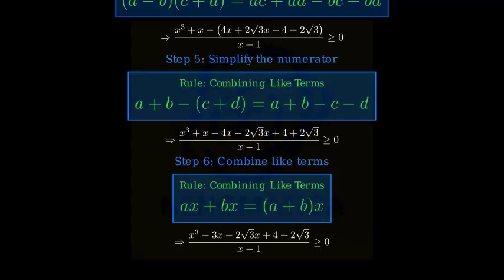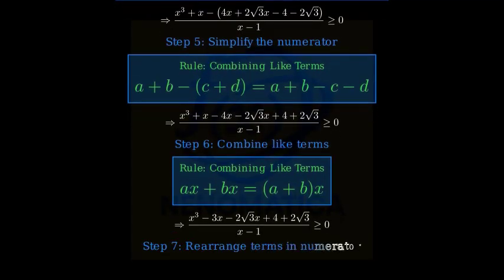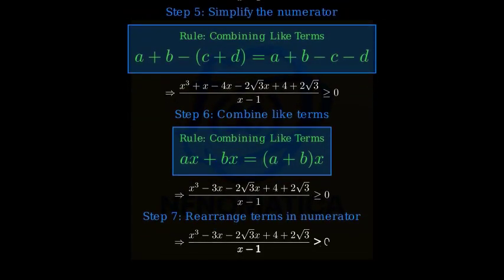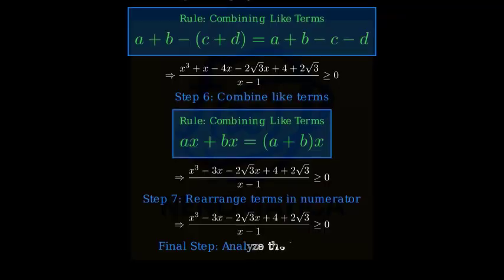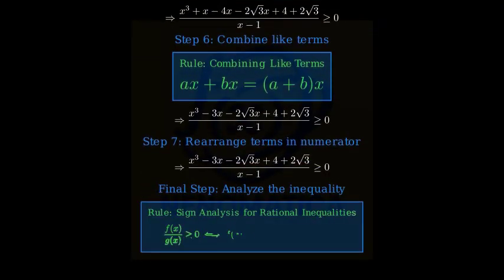Then we have minus 2 square root of 3 times x plus 2 square root of 3. And we also have plus 4. Let's rearrange our numerator to group like terms more clearly. We'll write it as x cubed minus 3x minus 2 square root of 3 times x plus 4 plus 2 square root of 3. Now, for our final step, we need to analyze the inequality.